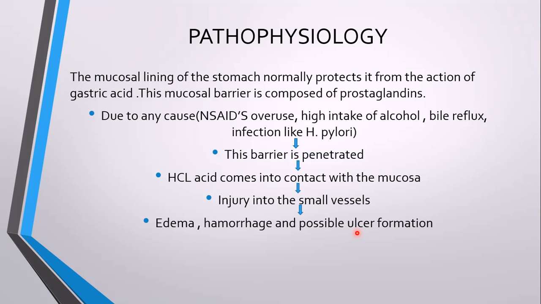It says that how this bacteria or some other factor interfere with the barrier mucosa lining, and then HCl directly comes in contact with the mucosa, and then basically this HCl acid is the thing which is injuring our mucosa, and then edema and hemorrhage and possible ulcer formation happens.